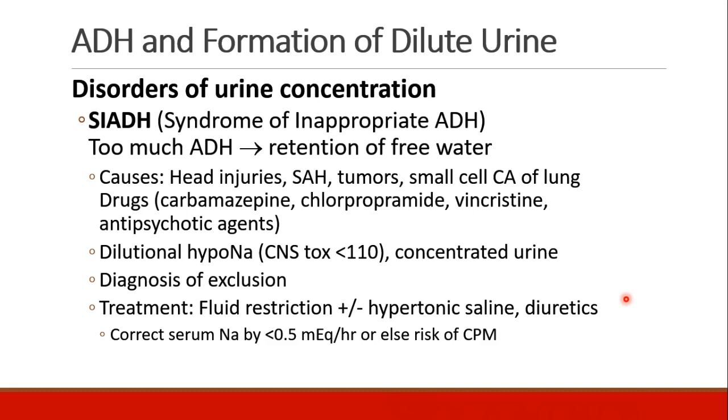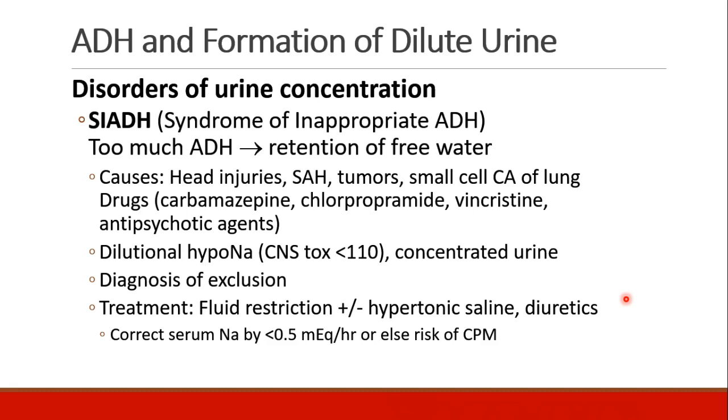Now, the ability to concentrate urine is very important, and when this becomes impaired, we see different clinical conditions that you need to be aware of. The first is called SIADH, the syndrome of inappropriate ADH secretion. These people are secreting too much ADH, and if anti-diuretic hormone makes you not diurese, it makes you not pee, so you're saving a lot of free water.